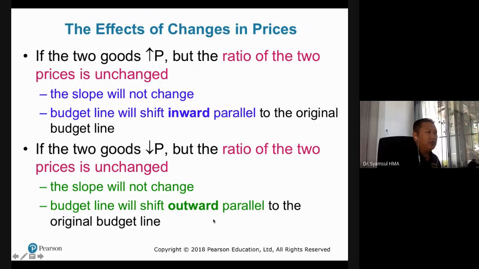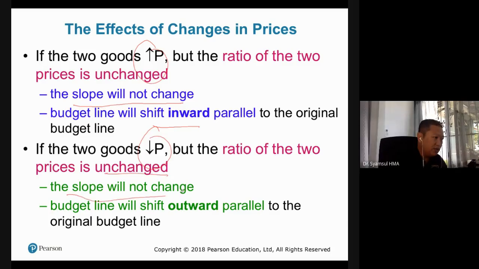Okay, if the two goods increase in price, but the ratio of the two prices is unchanged, the slope will not change. The budget line will shift inward, parallel to the original budget line. If the two goods reduce in price, and the ratio of the two prices is unchanged, the slope will not change. The budget line will shift outward.